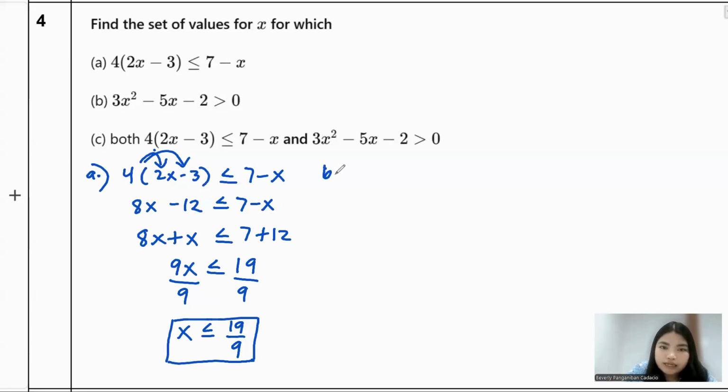Okay, let's go to letter B. For letter B, you're just going to do factorization here.